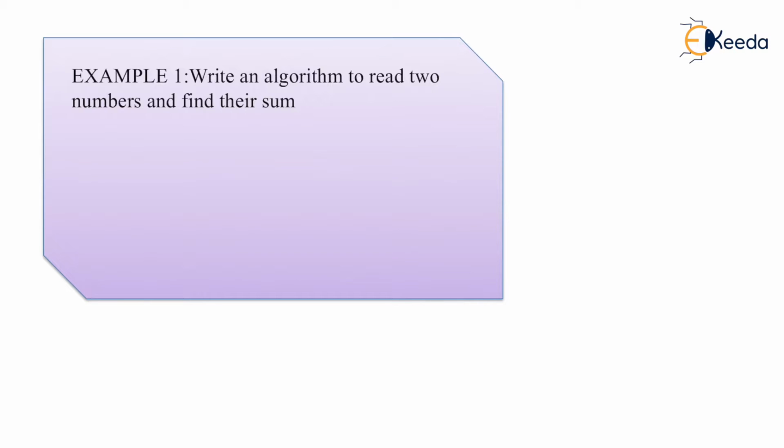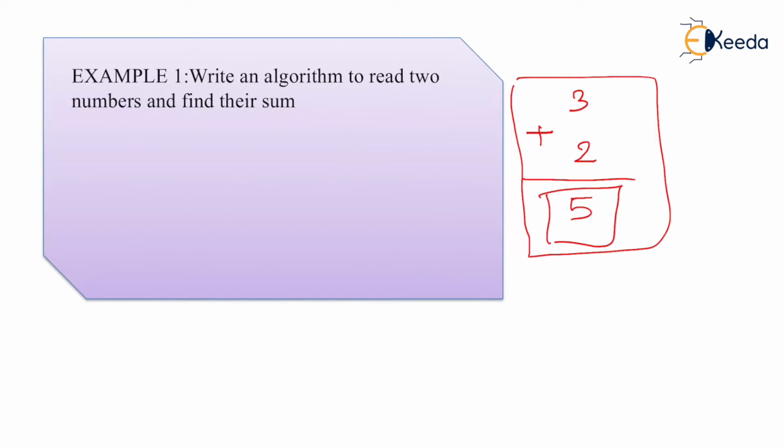For example, write an algorithm to read two numbers and find their sum. So basically what we have to do, we have to take two numbers from the user. By default, consider I am taking one number as 3, and another number as 2. We have to add these two numbers and provide the sum of the values. Fine. So how do we perform this operation with the algorithm?